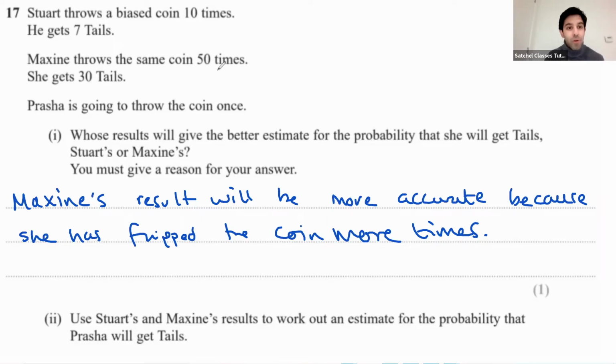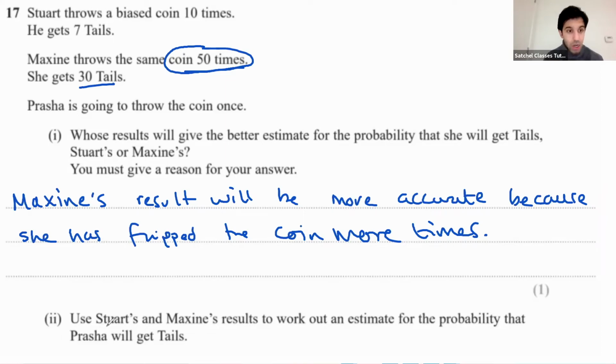So we've thrown the coin a total of, oh, sorry, my apologies. Maxine has thrown the coin 50 times. So she's done the experiment 5 times more than Stuart, so her results are likely to be 5 times more accurate. I said 30, but I should have said 50 times. I was looking at the wrong number over here.